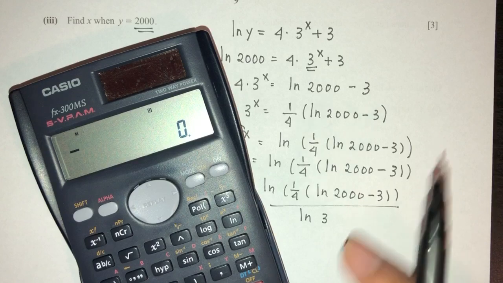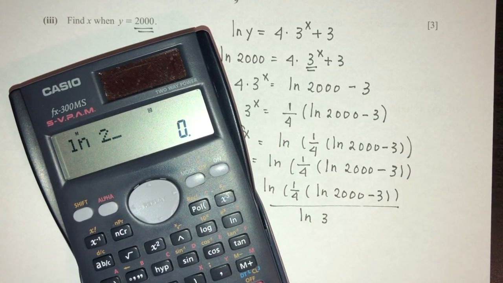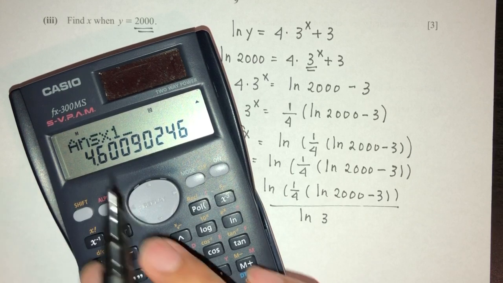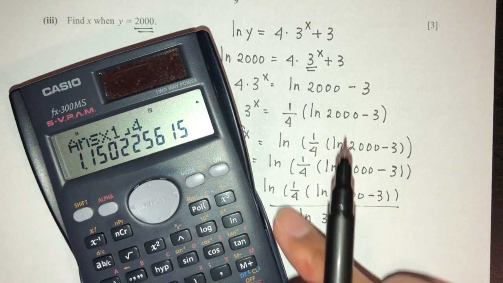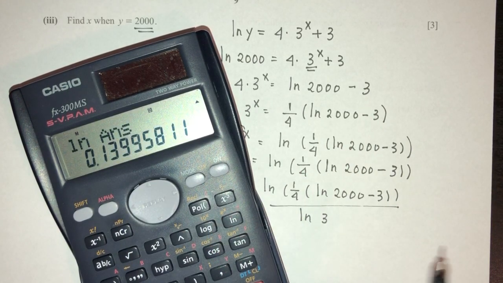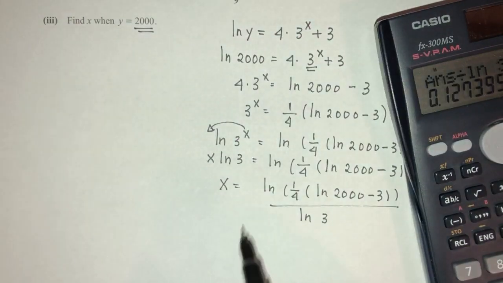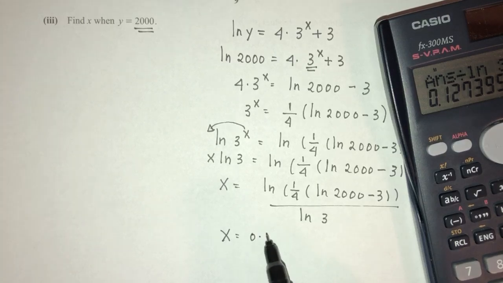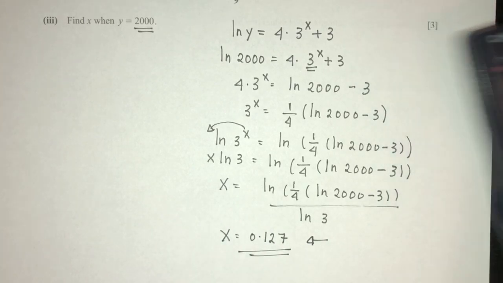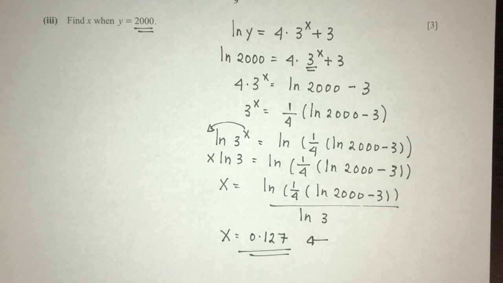So let's do the inside first. We have ln 2000 minus 3, times 1 over 4, and then ln of that answer divided by ln of 3. That should be x is 0.127, correct to 3SF. And that will be your question number 6.